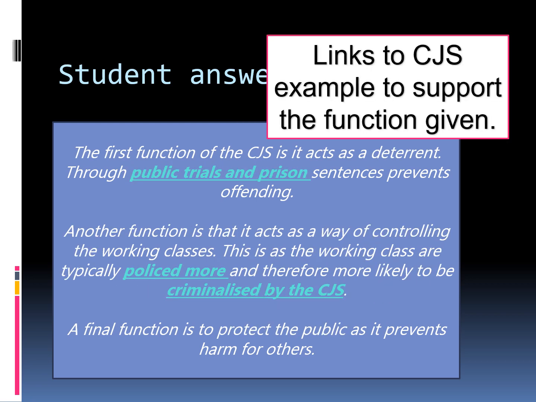And what they also do, especially for the first point and the second point, is that they clearly link it to the criminal justice system. So for example, they talk about the criminal justice system having a public trial and going to prison, and in the second point being policed more and criminalised more. So for those 2 points they get the full mark.